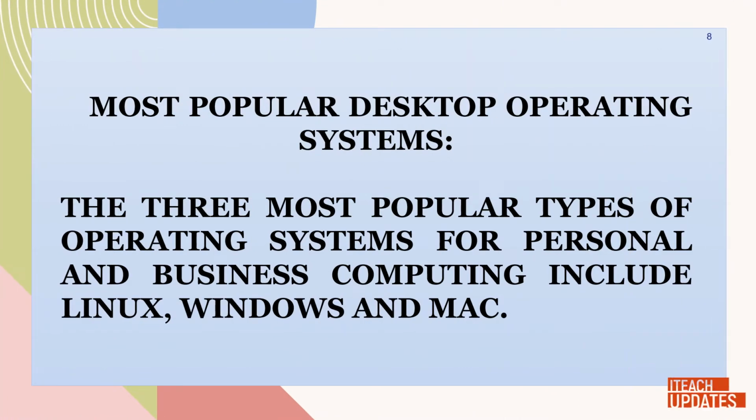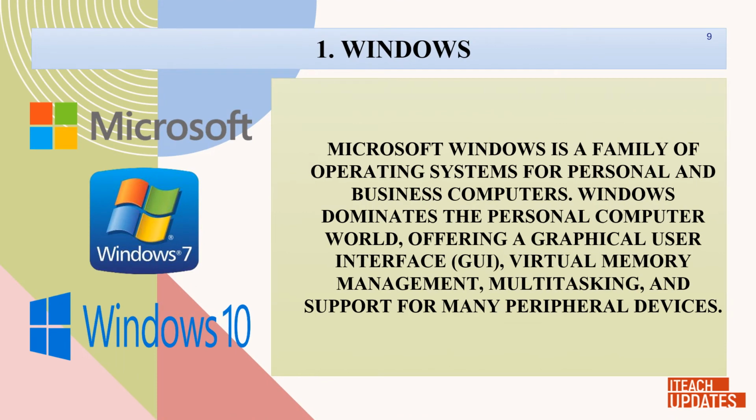Most popular desktop operating systems. The three most popular types of operating systems for personal and business computing include Linux, Windows, and Mac. 1. Windows. Microsoft Windows is a family of operating systems for personal and business computers. Windows dominates the personal computer world, offering a graphical user interface, or GUI, virtual memory management, multitasking, and support for many peripheral devices.